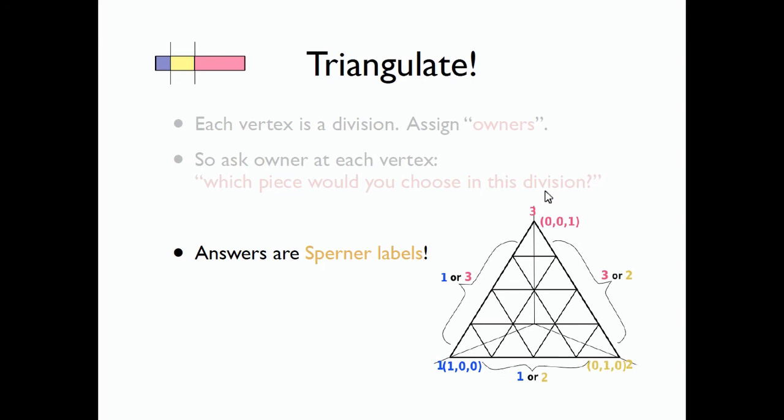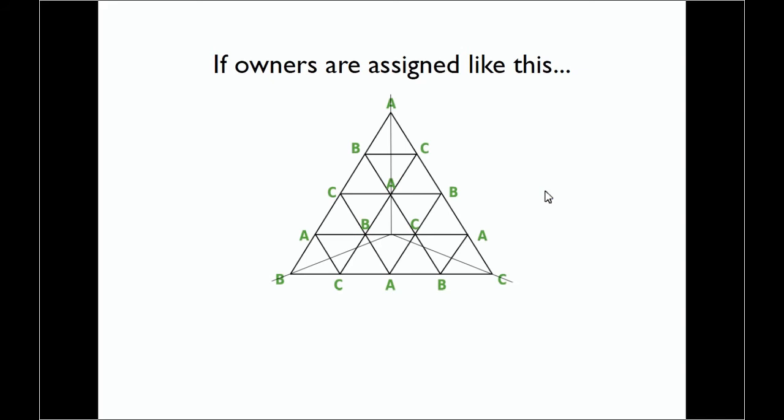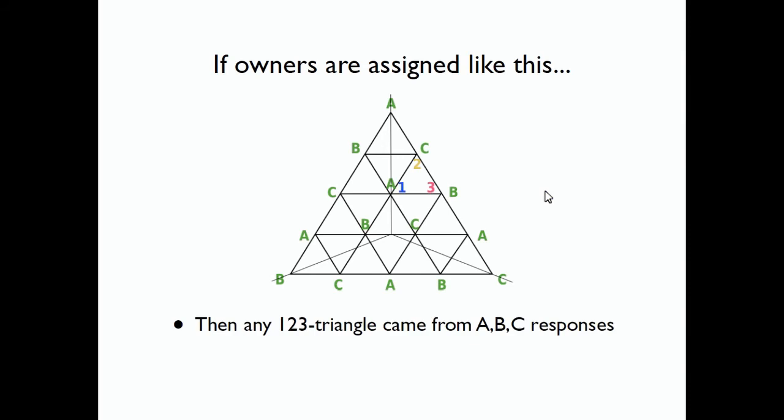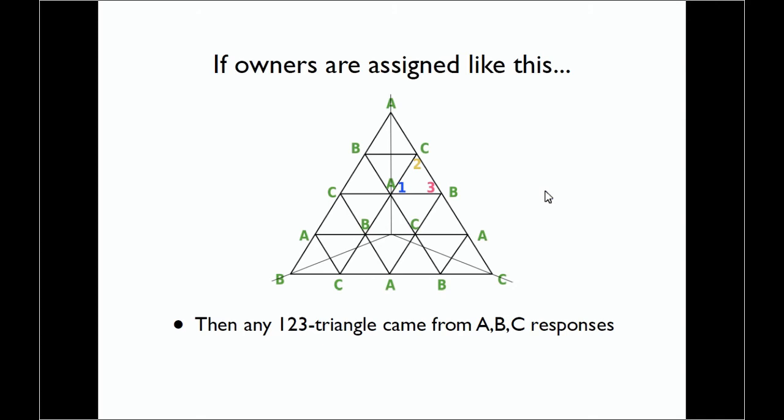I'm going to basically go through and assign owners to all the triangles, Alice, Bob, or Carlos, in such a way that every triple is an ABC triple. Are you with me? And if you choose the triangulation carefully, you can always do this. Turns out then that a 1, 2, 3 triangle corresponds to an Alice, Bob, Carlos triple. And what it's saying is, in this division, Alice prefers piece one, in this division, Bob piece three, and Carlos piece two. Those are three very nearby divisions if the triangulation is small.